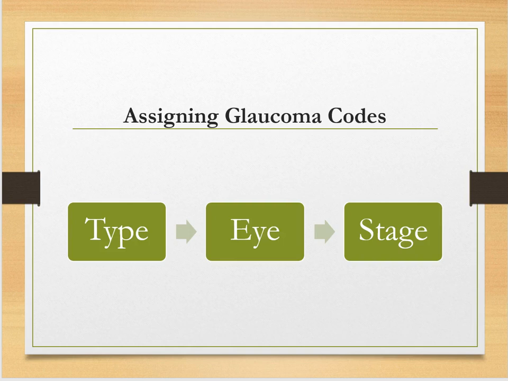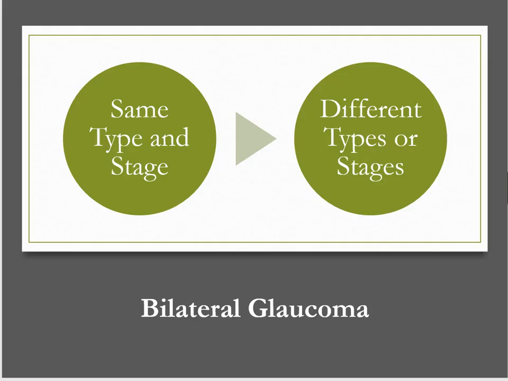Patients with glaucoma can be identified by different types of glaucoma. One or the other or both eyes can be impacted, and glaucoma can occur in different stages. As such, we are to assign as many codes from category H40, which is glaucoma, as needed to identify these specific factors. Next up, we're going to look at bilateral glaucoma.